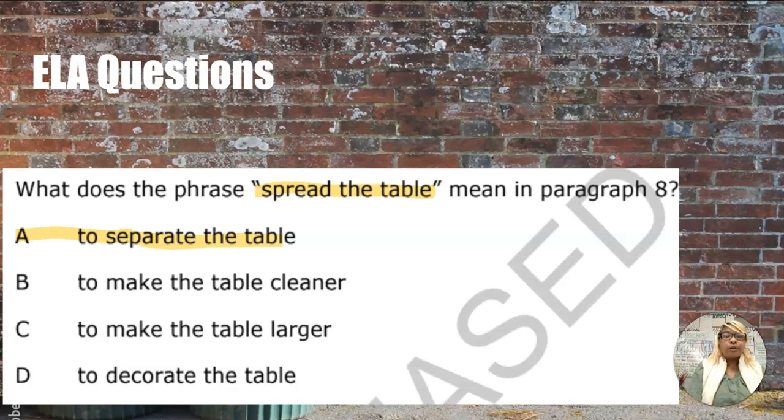Okay. Another one that students may want to eliminate would be make the table cleaner. So again, if you are referring back to your parents telling you to spread the table, most of the time they're asking you to lay stuff out on the table or place things where they need to be placed in order for everyone to have everything they need. If you're doing that, you're not cleaning off the table or making the table cleaner. You're actually putting stuff up there to make it look the way that it needs to look. So with that information, students are able to go ahead and get rid of two answer choices here.